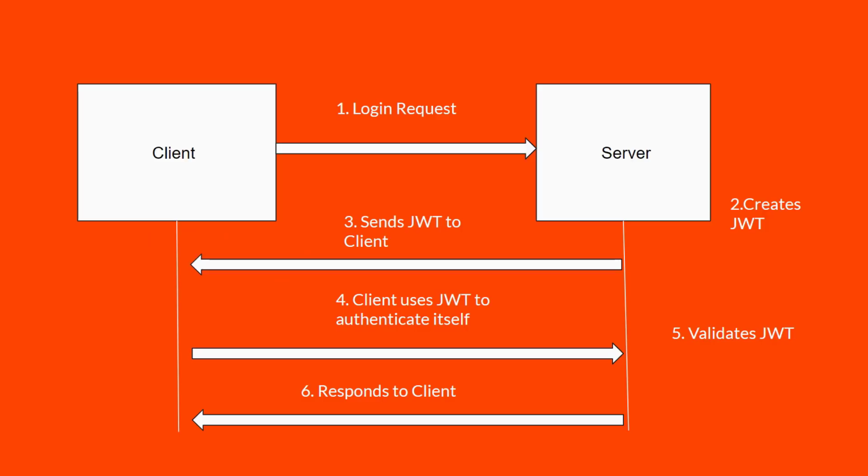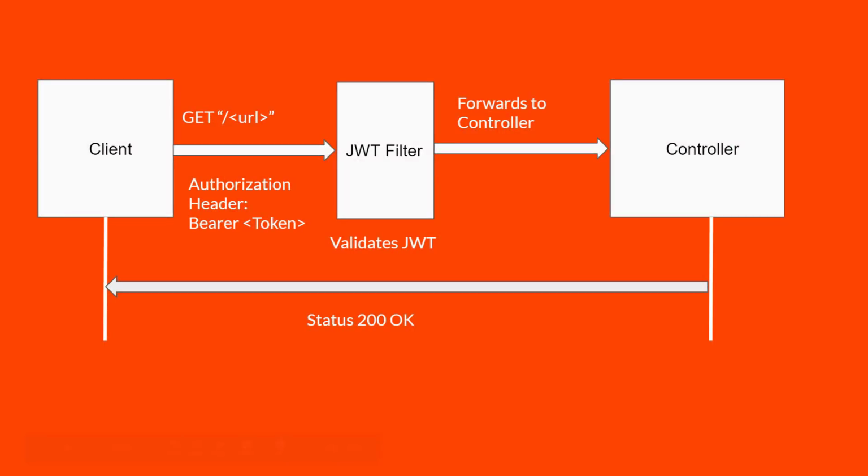In the last video, we saw a sequence diagram which provides a high-level overview of the authentication mechanism. In this video, we are going to dive deep into the fifth point, where we validate the JSON Web Token on the server. So this is how the actual process looks like.